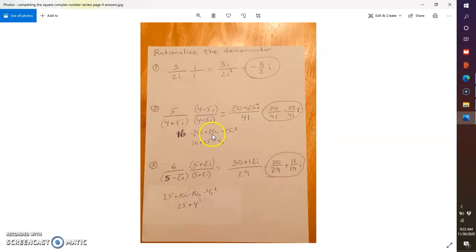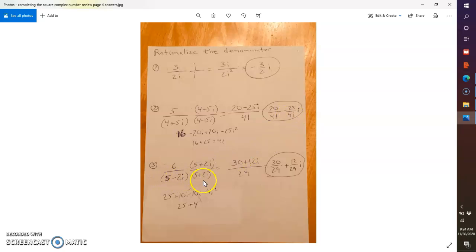When you FOIL these, the middle terms will always disappear, and the i squared is a negative 1. So negative 25 times negative 1 is 25. 25 and 16 is 41, so that's my denominator. And it's good form to split up the denominator. 20 over 41 minus 25 over 41i.